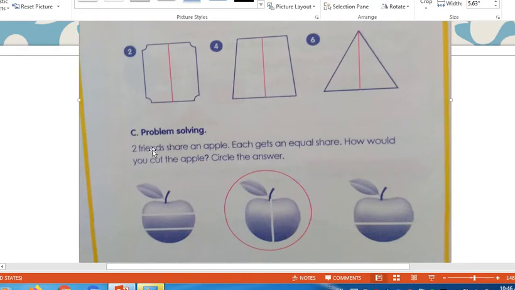Problem solving. 2 friends share an apple. Each gets an equal share. How would you cut the apple? Circle the answer. If you cut this apple into 3 parts, they are not cut into equal halves. And this, yes, this apple is cut into 2 equal halves. This one, no, it's not equal. They are not equal, I mean.